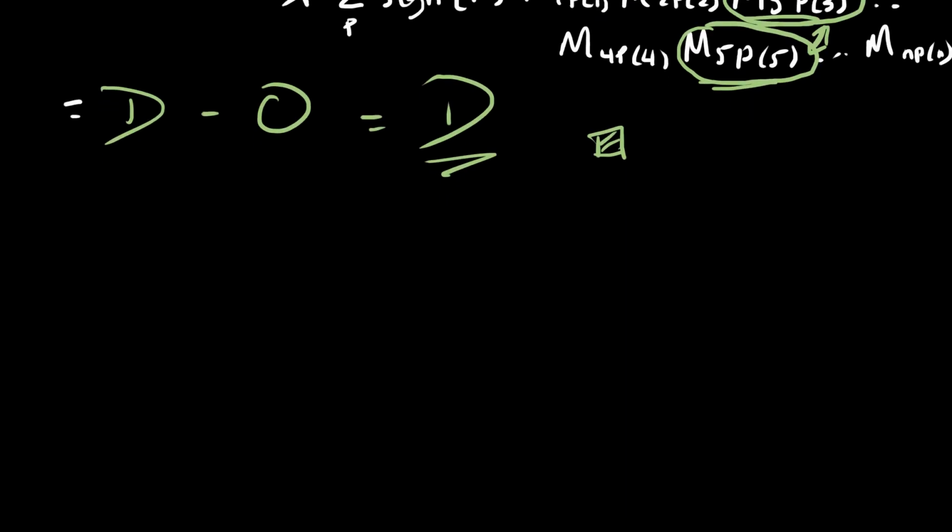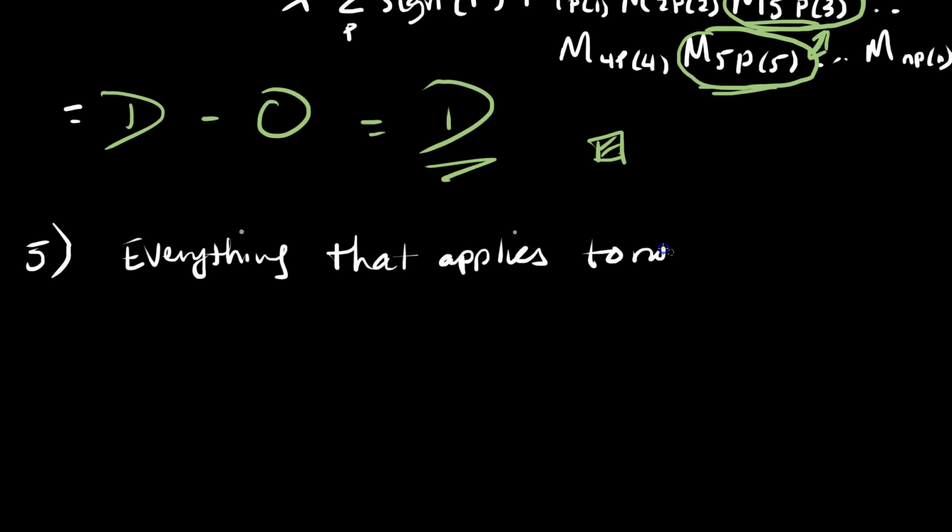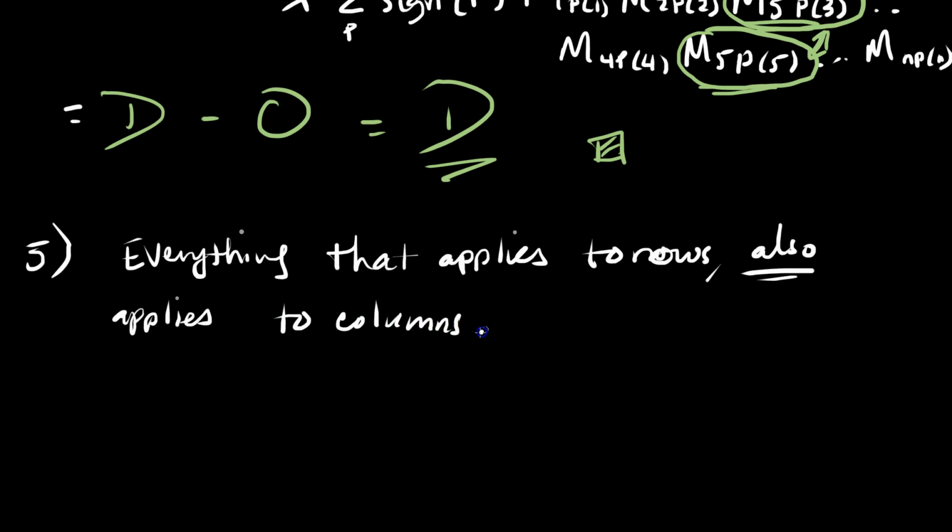And then one last one that I want to go over with you is a pretty cool one. Everything that applies to rows also applies to columns. Okay, so remember we were saying that if we subtract lambda times a row from another row, the determinant stays the same. We can say the same thing for columns. If we subtract lambda times the 8th column from the 3rd column, the determinant stays the same.